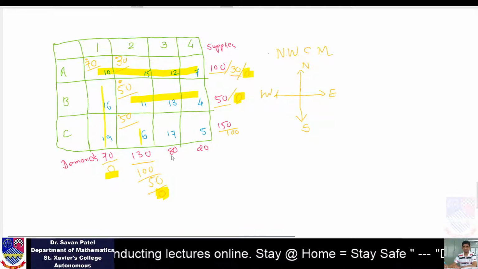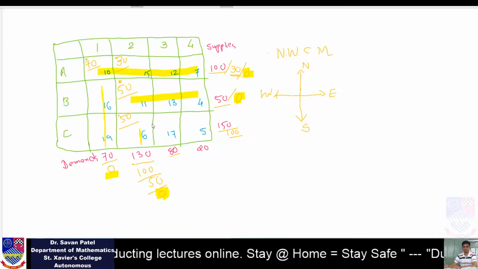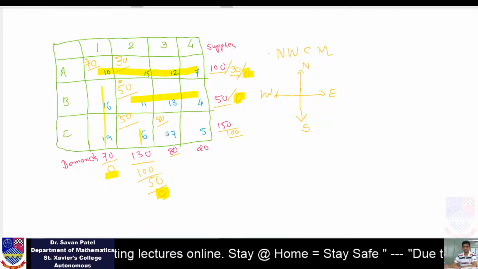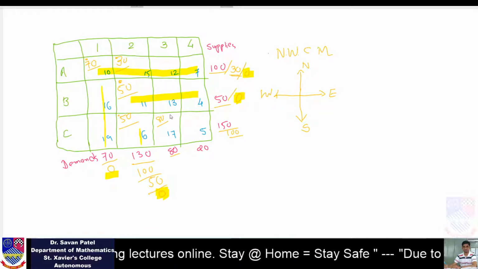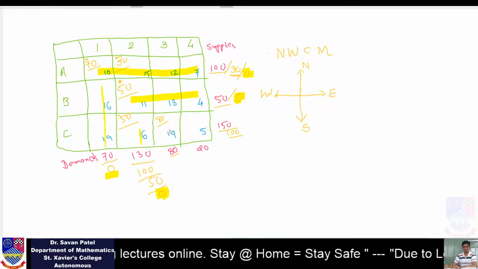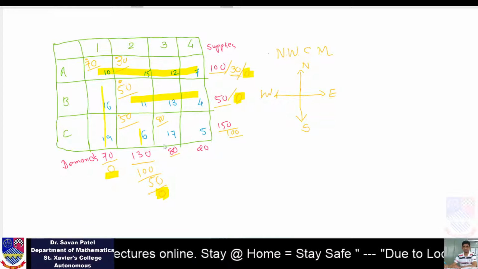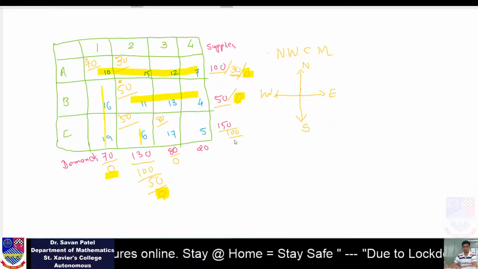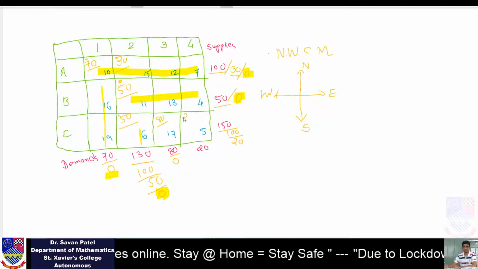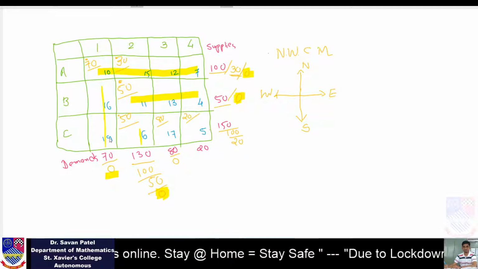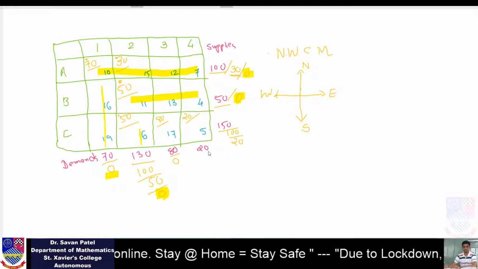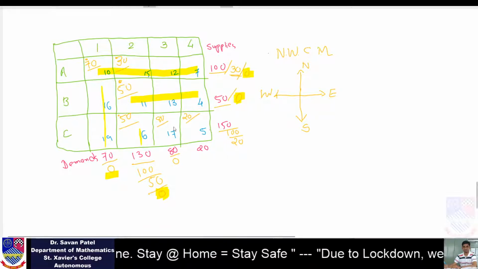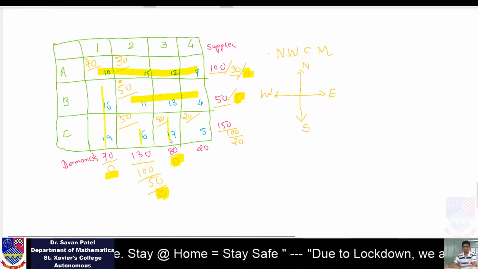Here we are having 80 and 100, so the minimum is 80. So we will transport in this northwest corner of the table 80 units, meaning from C to 3 we will transport 80 units. So here we are left with 0, here we are left with 20, and we will write here 20, meaning from C to 4 we will transport 20 units. See, here also this column is cancelled.